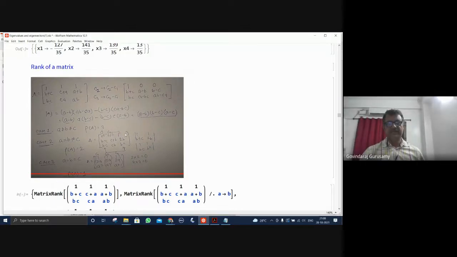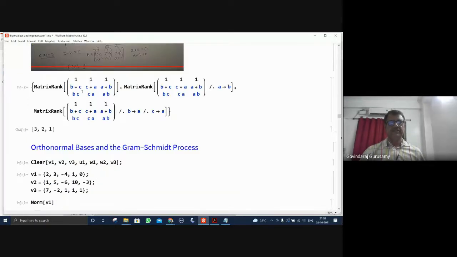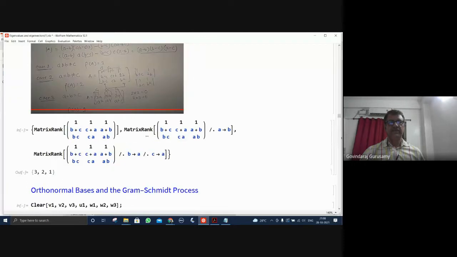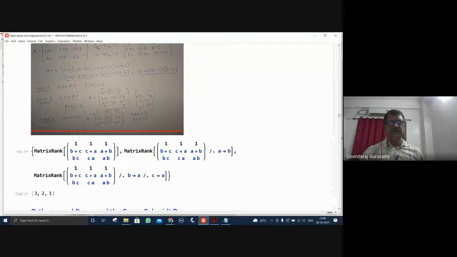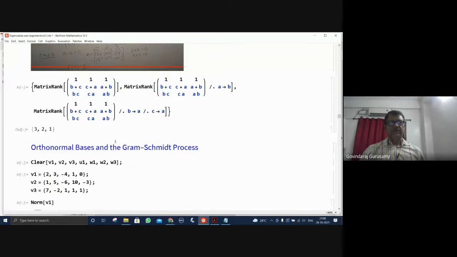With that, you can try to conclude that this rank is the order in which these A, B, C are existing, with A not equal to B not equal to C, A equal to B not equal to C, and then A equal to B equal to C. That's what this results in: rank 3, 2, 1. That's what happens.